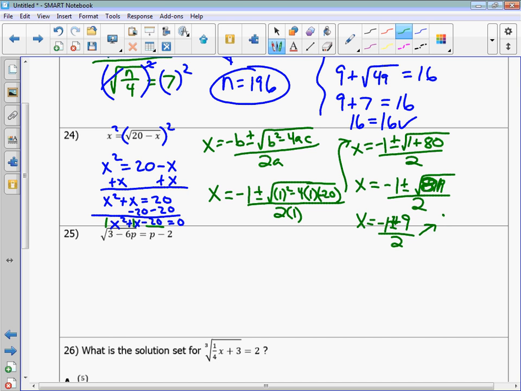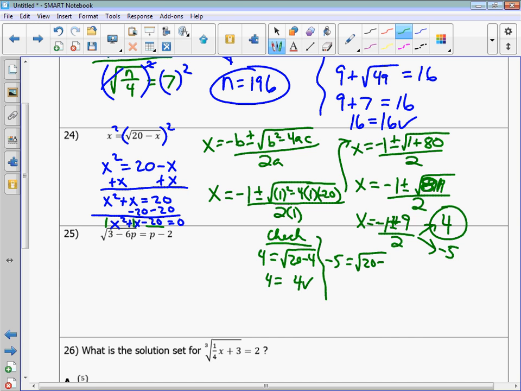So to check, I'll write in a different space: 4 equals the square root of 20 minus 4. And 20 minus 4 is 16. The square root of 16 is 4. 4 does equal 4, so that's good. So x equals 4 is a good answer. Let's check negative 5. So negative 5 equals the square root of 20 minus negative 5. Negative 5 equals the square root of 25. Negative 5 equals 5. That ain't right. So negative 5 is what we call an extraneous solution.